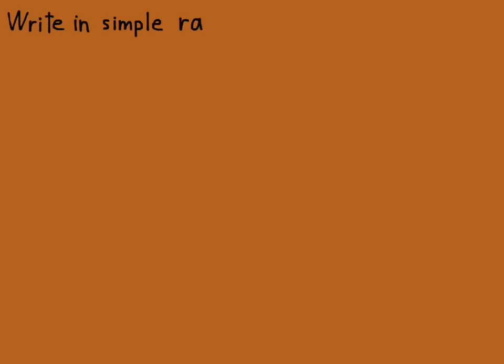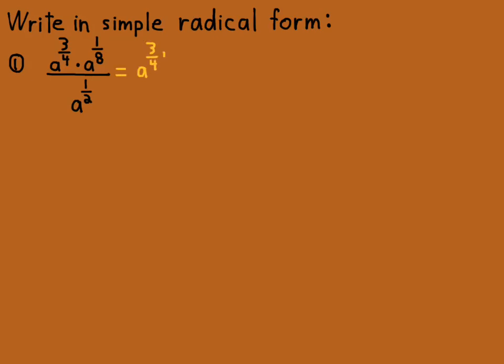Okay, so instructions say write in simple radical form. So here we're going to go from, I think this one they go from rational exponent form to simple radical form. Yeah, see? So we have a to the 3/4 times a to the 1/8 over a to the 1/2. We have to use all of our rules of exponents here. So that's a to the 3/4 plus 1/8 minus a half, right?